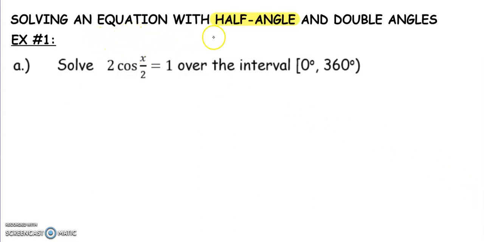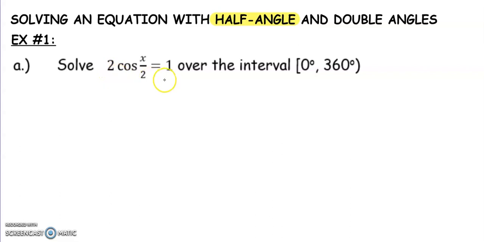So let's go ahead and solve this equation with either a half angle or a double angle. And you'll notice that I highlighted half angle because right here is the angle, and we can see it's a half angle. So when we write our answer, we want our answers to be in degrees, and we want it to be in one rotation of our circle. So the first thing I want to do is try to get the cosine by itself.